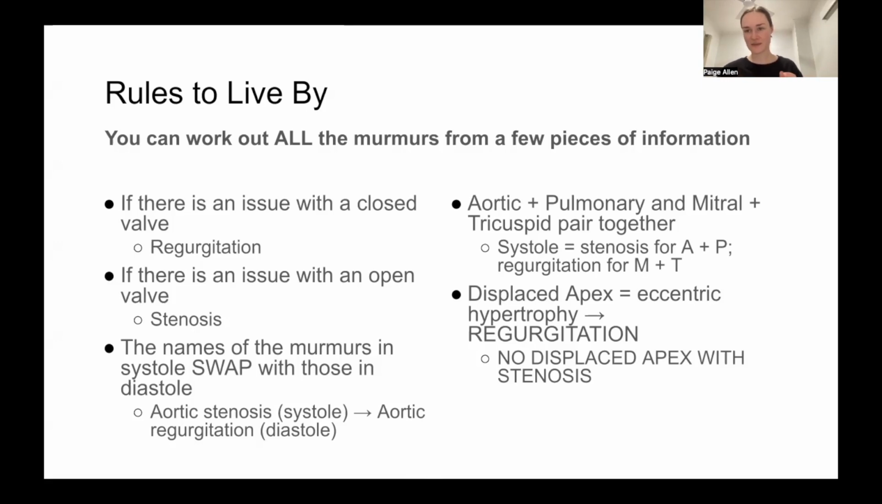And then this is another good tip. If there is a displaced apex beat, again, displaced apex beat just means that it's over further, more laterally in the heart than it's meant to be. That's just because you're having dilation and hypertrophy of the heart. So in that case, it's always going to be due to some sort of regurgitation problem or heart failure problem. Regurgitation really is what causes that dilation and hypertrophy. So it's not going to be a stenosis problem.